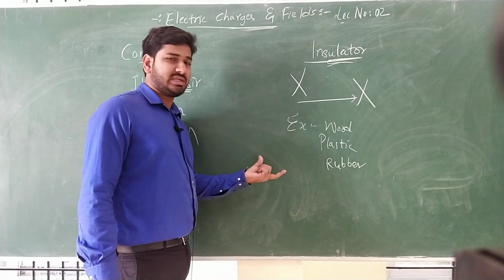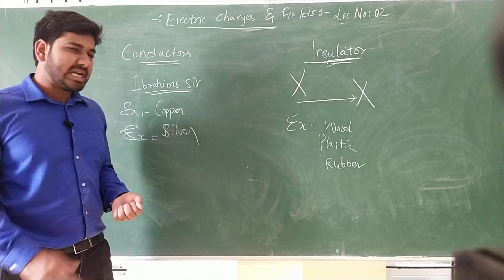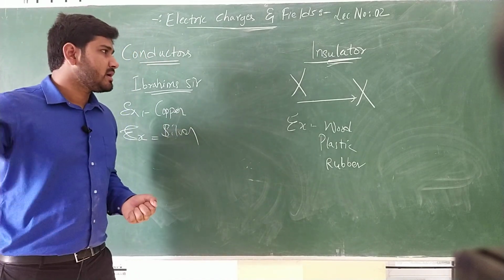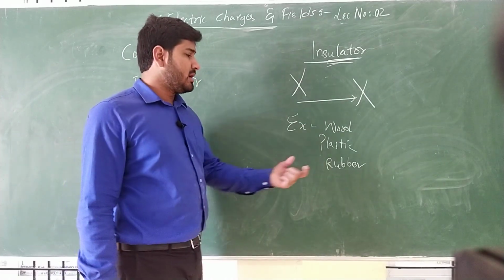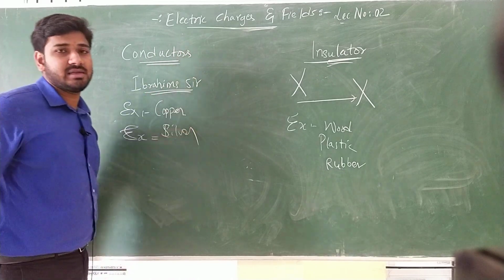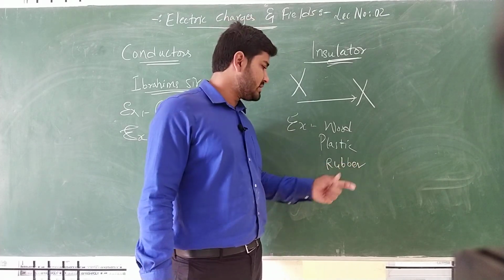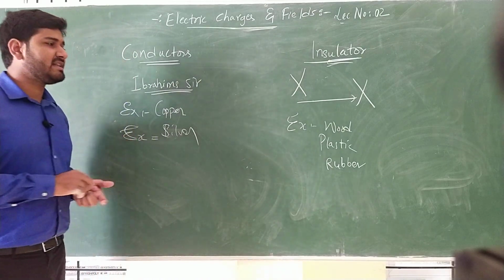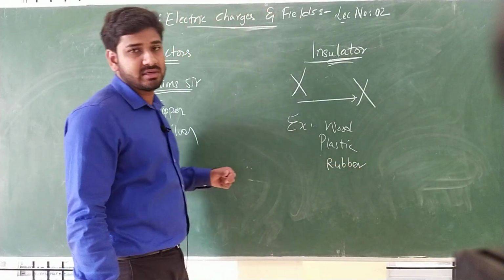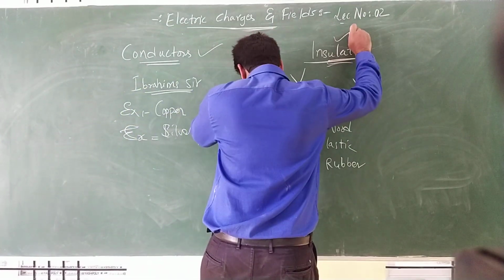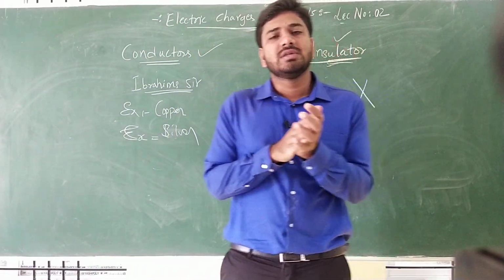Generally we have seen at home, when someone is getting a current shock, we hit them with a wooden stick. Why? Because wood doesn't allow the passage of electric charges through it. Or rubber: electricians always wear rubber slippers while working, because rubber will not allow the passage of electric charges. So you understood the difference: conductors are things which allow electric charges to pass through them, and insulators are things which don't allow electric charges to pass through them.